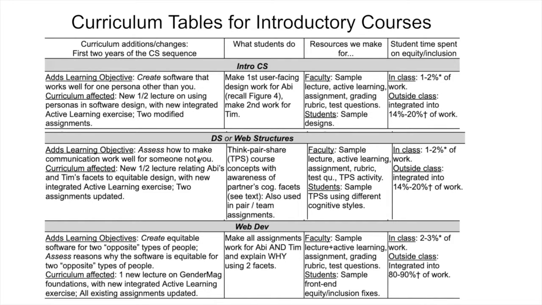In the second column, we see what topics were incorporated into the data structures and web structures class. So here we see, again, a lecture talking about Abby and Tim's facets. Here we see cognitive styles incorporated into this class, and they also did a think, pair, share activity where they discussed partners' cognitive styles.